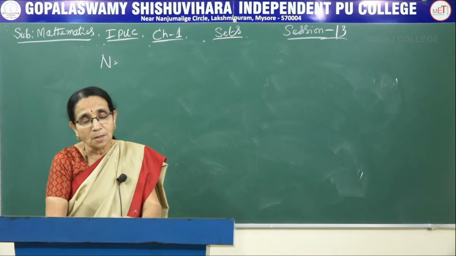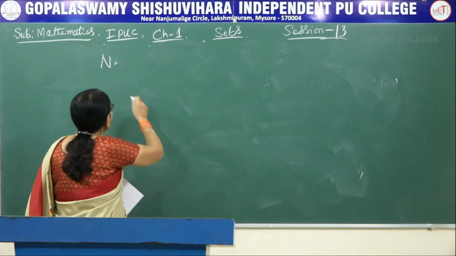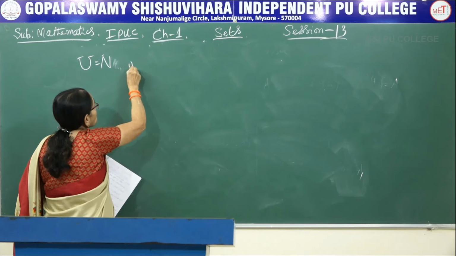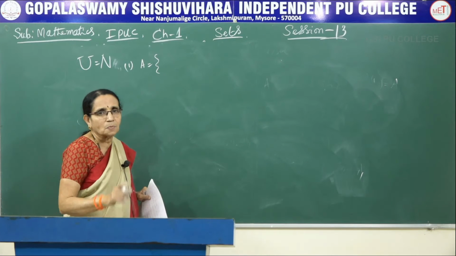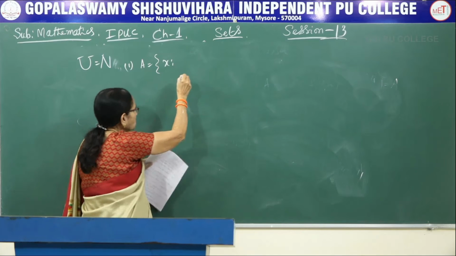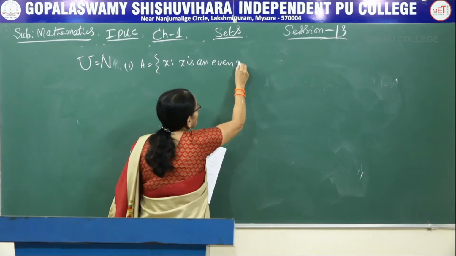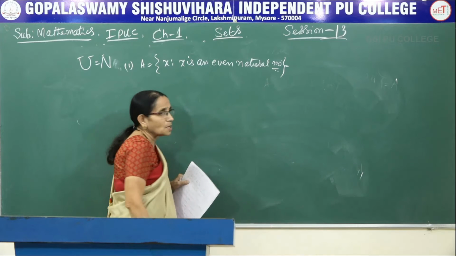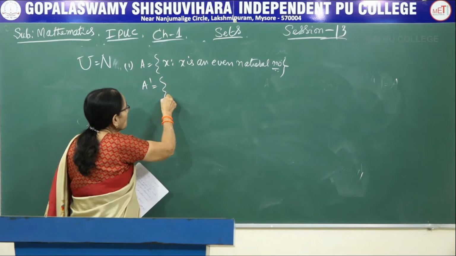Now, for each one, you have to consider the complement of that one. One by one, I am writing. So, the universal set is N. First one, I am giving the set in the set builder form. That means that it is given in the sentence. Now, A contains all x such that x is an even natural number. When it is given in the set builder form, you better write in the same form.